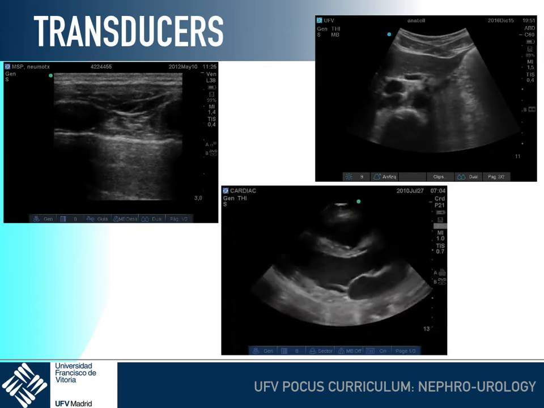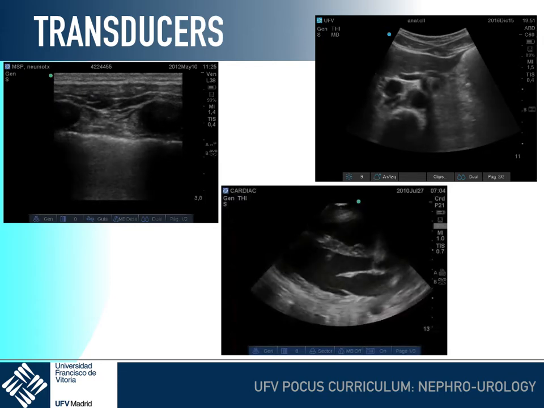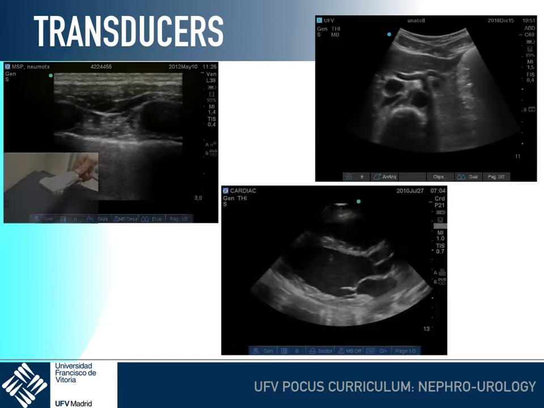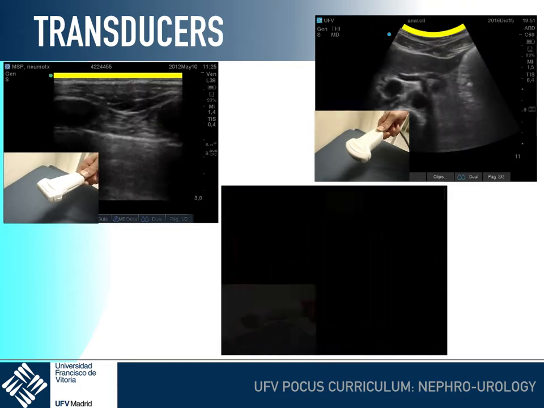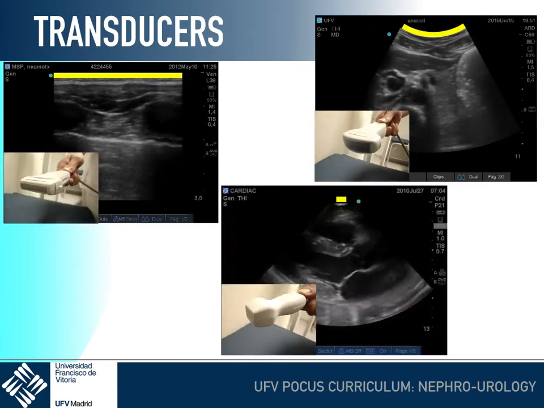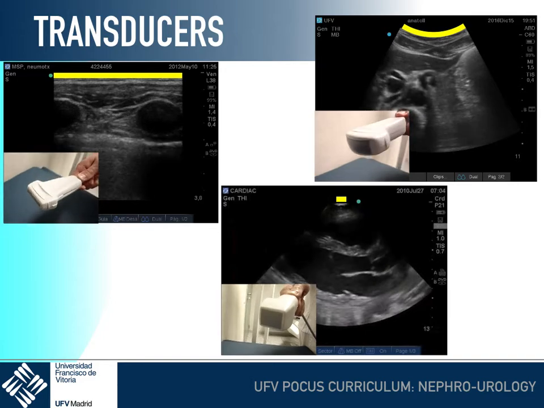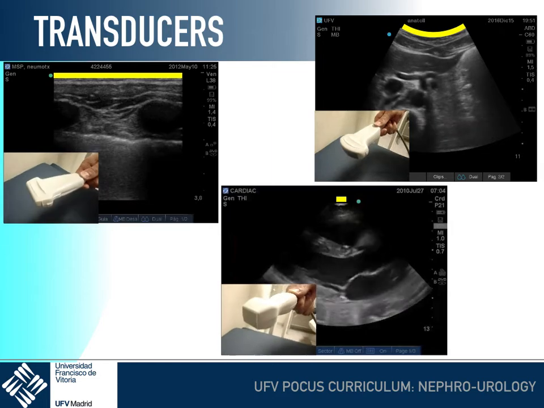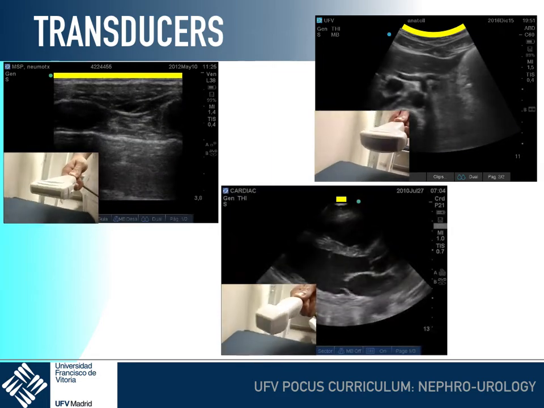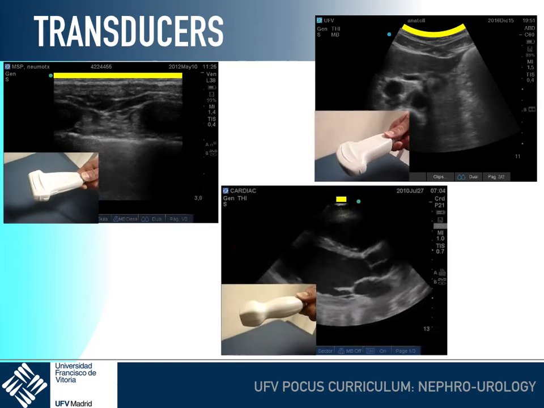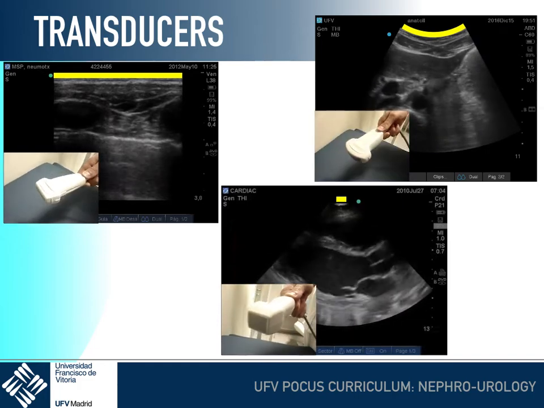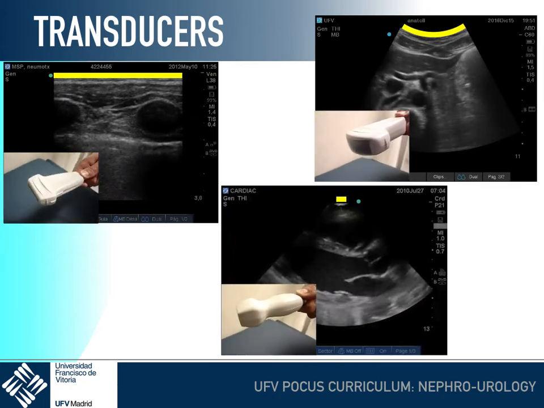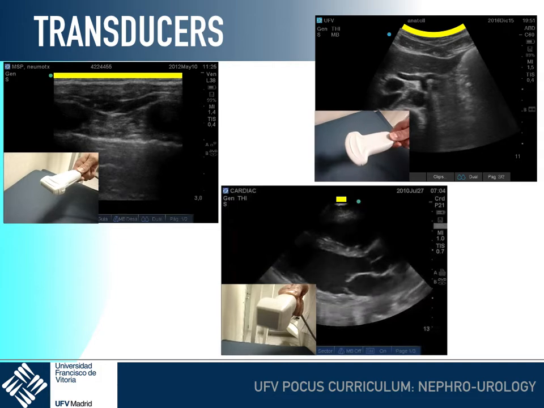So as we know, there are different transducers, there are different applications of these transducers, and in this case, we are going to use the convex probe, which is in the upper right side of the screen. This transducer offers us good penetration, which is totally necessary to evaluate the kidneys and the bladder, and we can sacrifice a little bit of resolution that is not too necessary in this case.